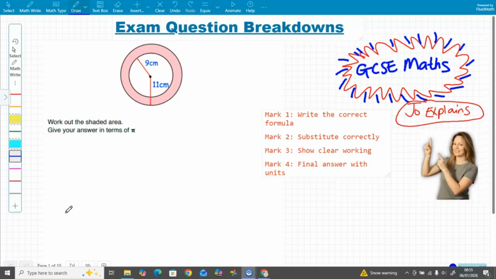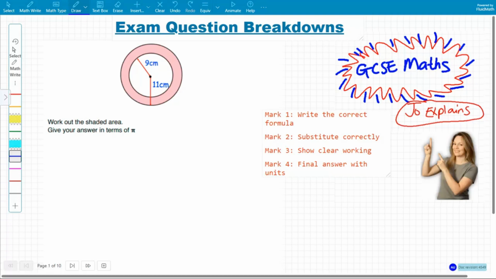So for the first mark, we're going to need to write out the correct formulas that we need. If we're talking about the area of a circle, then we are going to need area equals pi r squared. So the first mark is gotten by just writing out what you know. Okay, so the second mark is substituting correctly. So we're going to need to do this twice because we need to find the area of the large circle and the area of the small circle.